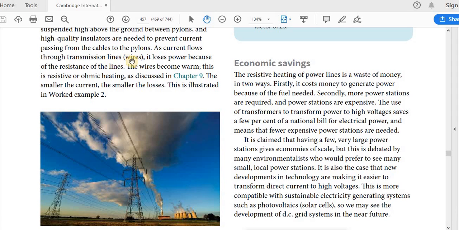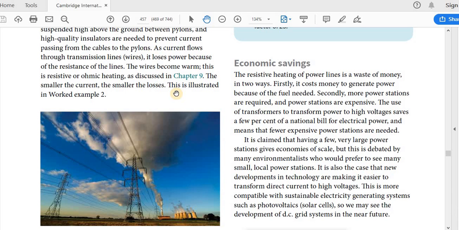As current flows through the transmission line wires, it loses power because of the resistance of the lines, and we can calculate this using the equation P equals I squared R if you know the resistance of the cables or lines, transmission lines, wires, cables. The wires become warm. This is resistive or ohmic heating. Now we can find the power loss using again the equation P equals I squared R. As discussed in chapter 9, the smaller the current, the smaller the losses, because P equals I squared R. R is constant. So if you can reduce I, you can reduce P, the power loss.